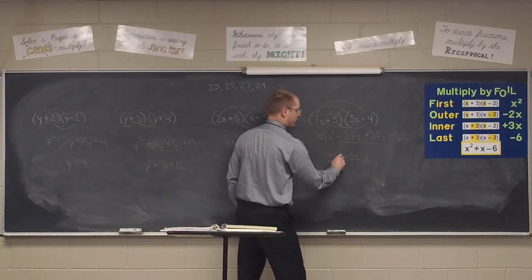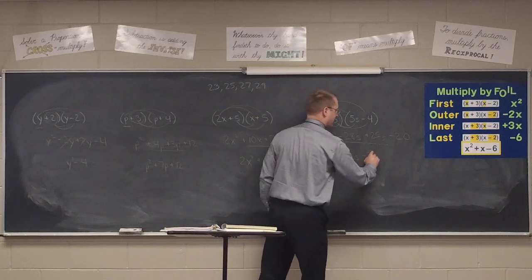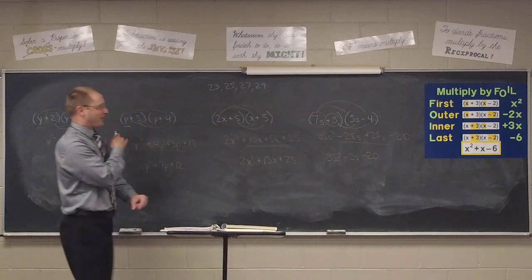Of course, we'll still have the 35s squared and the negative 20. And those should have been our answers.